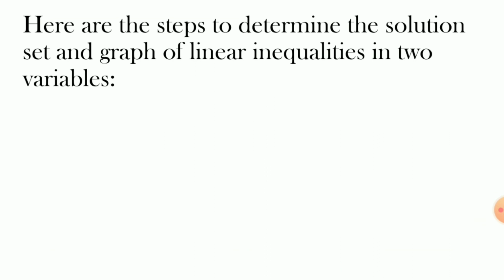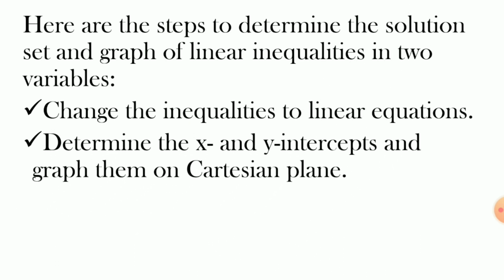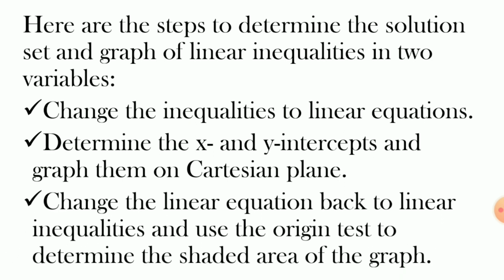Here are the steps to determine the solution set and graph of linear inequalities in two variables. First is to change the inequality to a linear equation. Then, determine the x and y intercepts and graph them on the Cartesian plane. Lastly, change the linear equation back to a linear inequality and use the origin test to determine the shaded area of the graph. The shaded area of the graph contains all the ordered pairs that will satisfy the inequality.